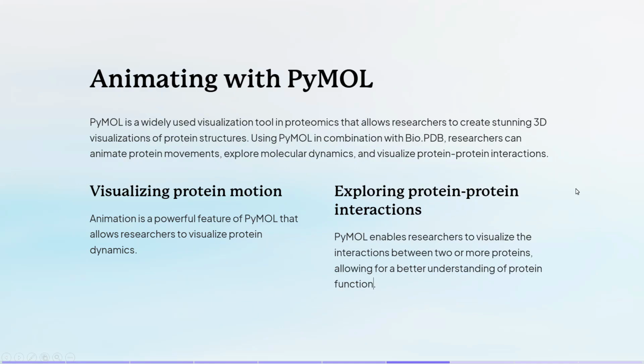Pfam is a widely used visualization tool in proteomics that allows researchers to create stunning 3D visualizations of protein structure. Using Pfam in combination with BioPDB, researchers can animate protein movement, explore molecular dynamics, visualize protein-protein interaction, and visualize protein motion. Animation is a powerful feature of Pfam that allows researchers to visualize protein dynamics. And you can also explore the protein-protein interactions. Pfam enables researchers to visualize interaction between two or more proteins. You can also use 5 to 6 proteins for allowing a better understanding of protein function.